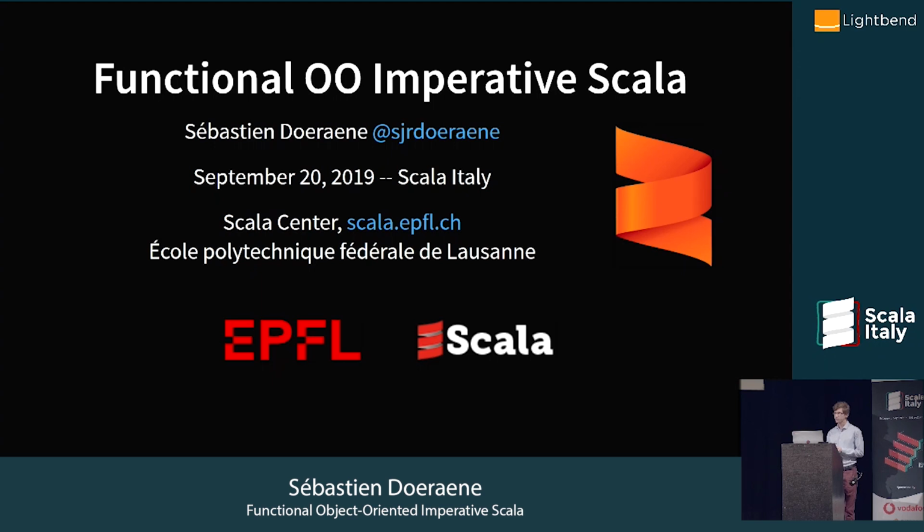Because after all, if we're doing Scala, it's not to write better Java, and it's not to write worse Haskell. Scala is its own thing. It has its own advantages, powers, and today I'm going to hopefully show you a little bit how you can actually leverage all of it. And so this is why the talk is titled Functional Object-Oriented Imperative Scala. It's the whole thing.